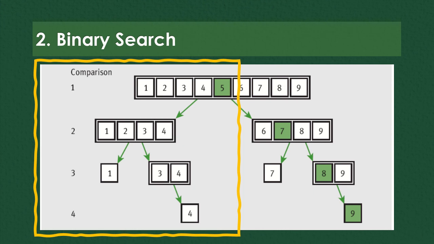The element at index 5 will be compared to the value being searched. If the element in index 5 is not equal to the value being searched, it will search either in the first half or the second half. If the value being searched is less than the element in index 5, the first half will be halved again and will be searched. The process continues until the search value is found or until it cannot divide the list anymore.